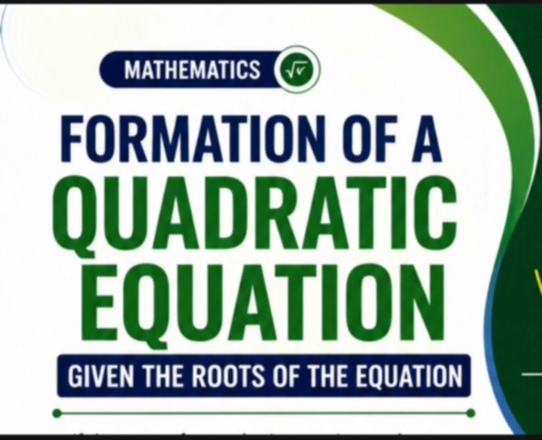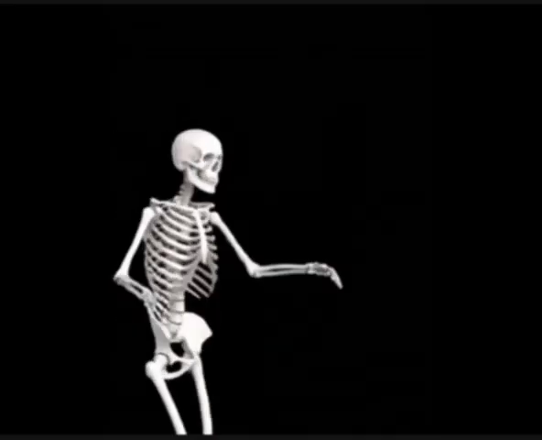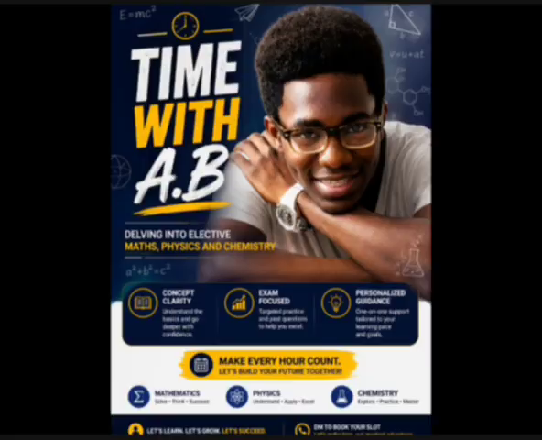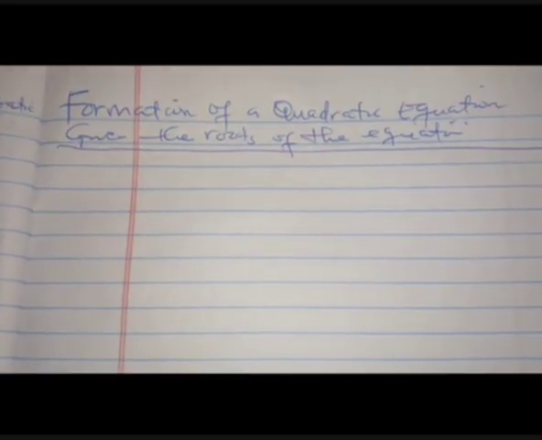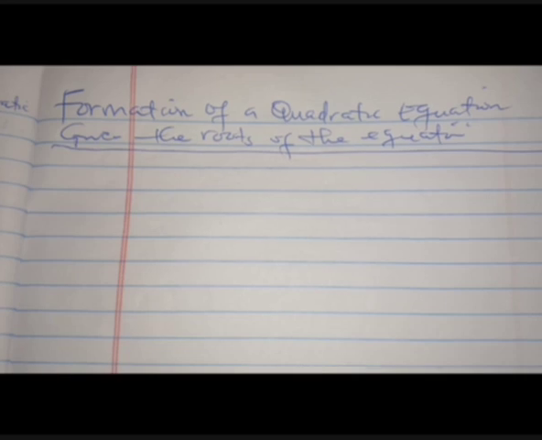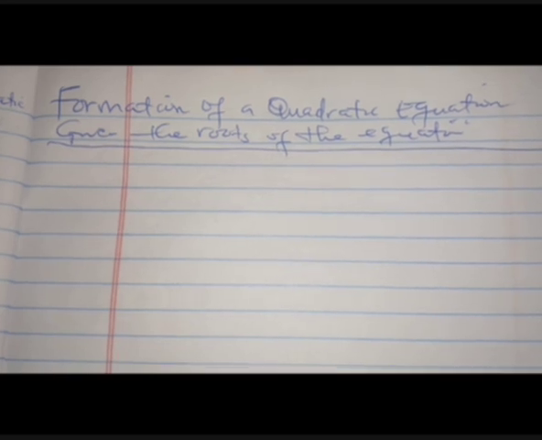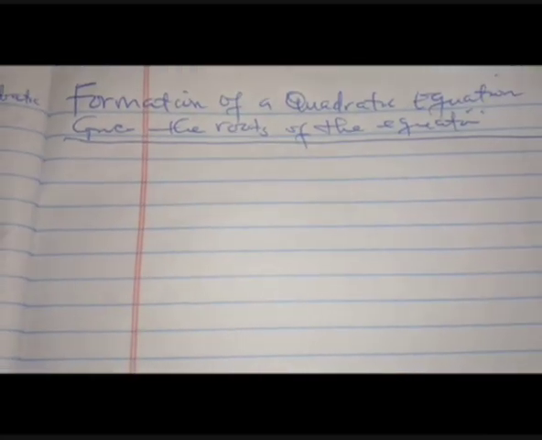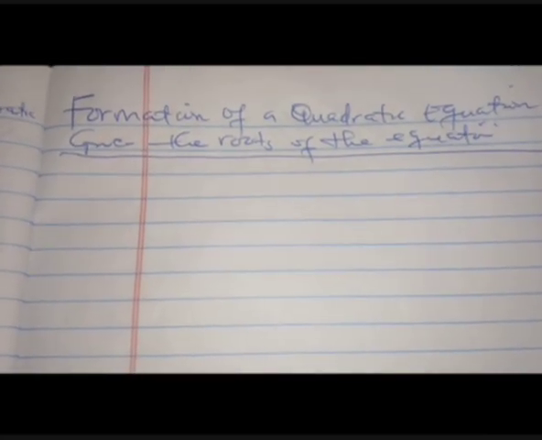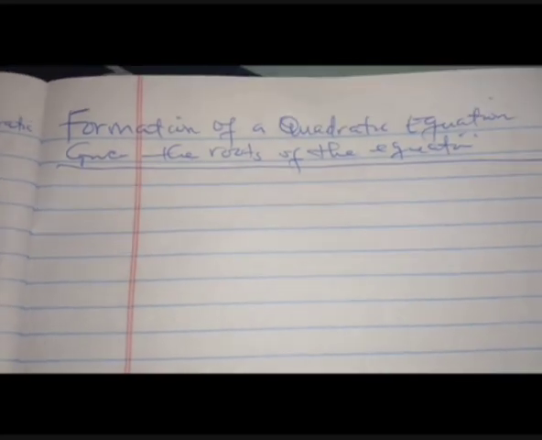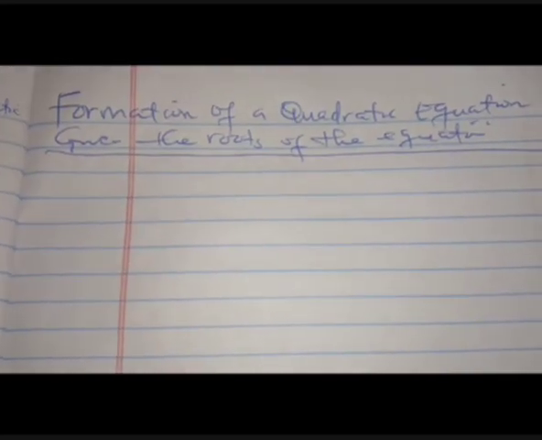Formation of a quadratic equation given the roots of the equation. And the formation of a quadratic equation when the roots of the equation are given. Now, what we do is that we want to reverse everything we've solved, from the answer given or from the root given, back to forming the equation.